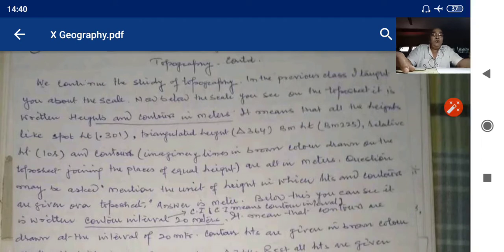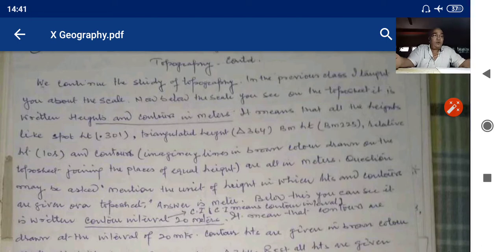We continue the study of topography. In the previous class, I taught you about the scale. Now below the scale, you see on the topo sheet, it is written heights and contours in meters.